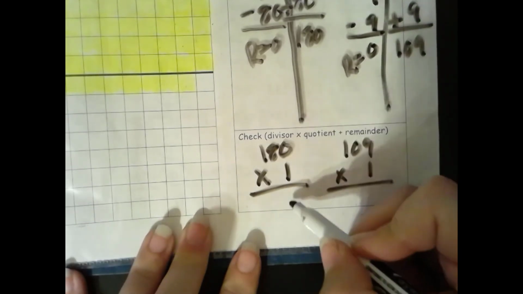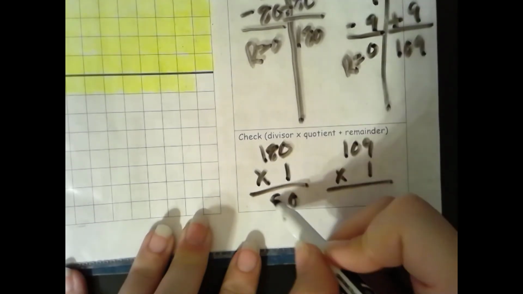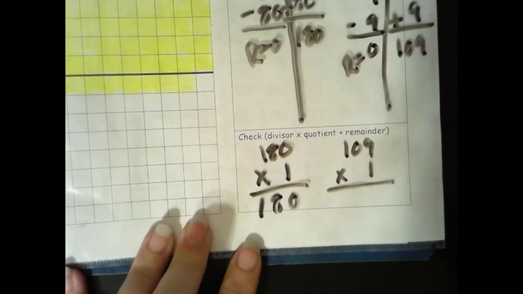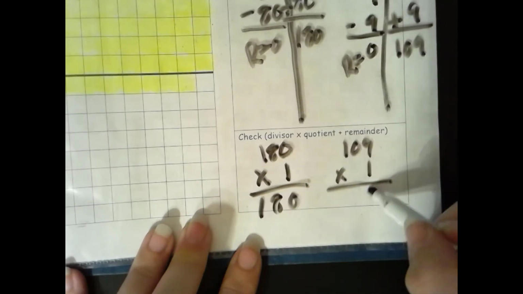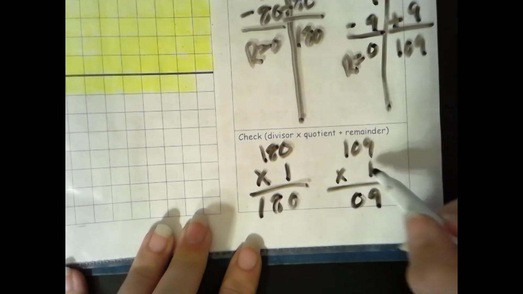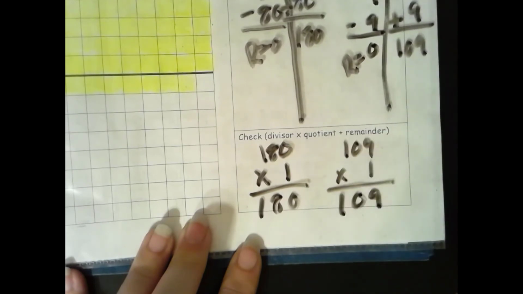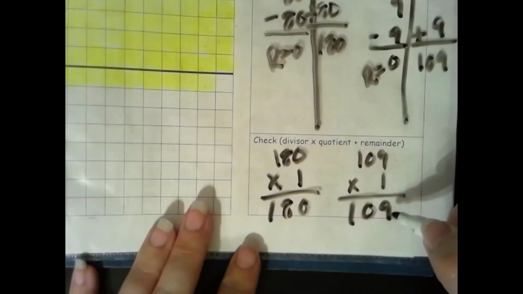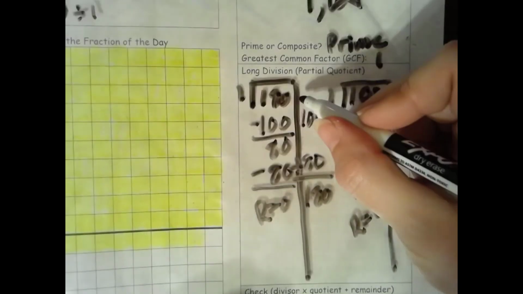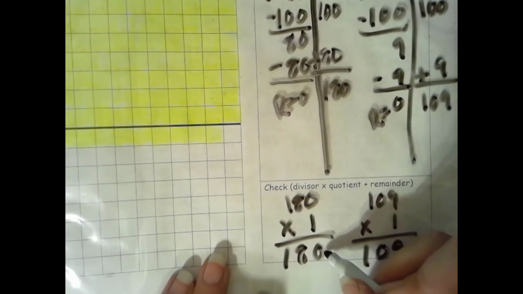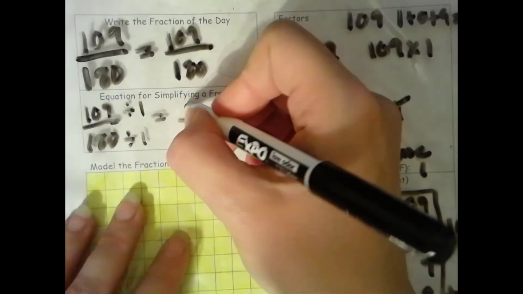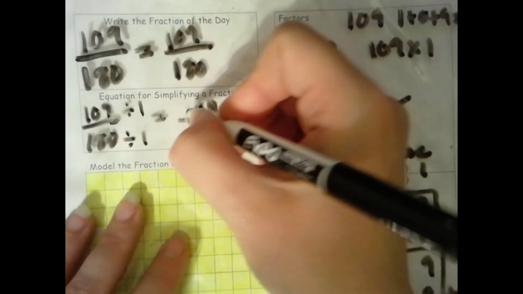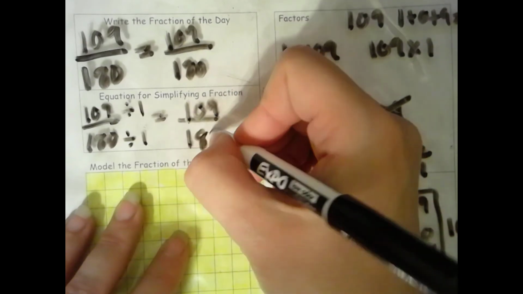One group of 0 is 0. One group of 8 tens is 8 tens. One group of 100 is 100. One group of 9 is 9. One group of 0 is 0. One group of 100 is 100. 109 matches our dividend, so that checks. 180 matches our dividend, so that checks. So our fraction is definitely 109 over 180.